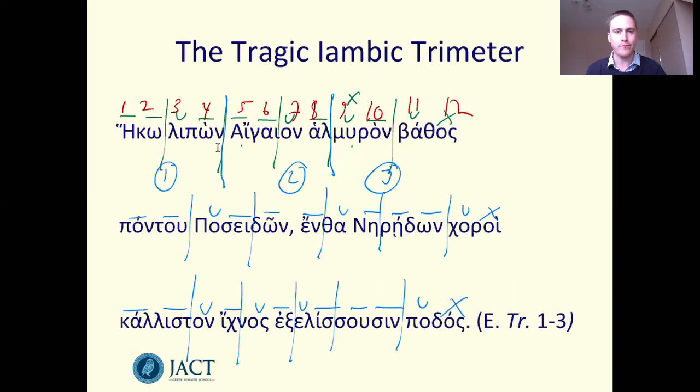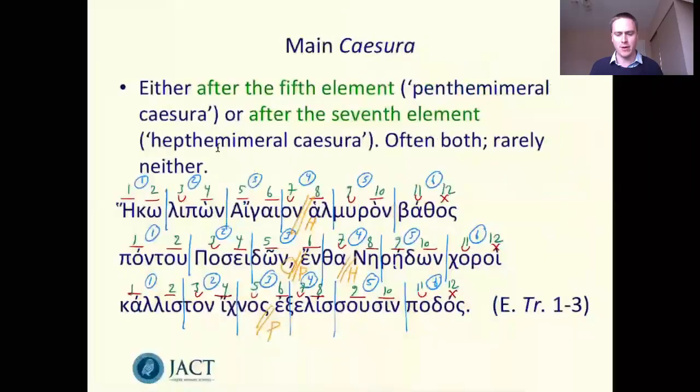Now, we saw in Homer how a line of dactylic hexameter is made up of two parts, a slightly shorter part and then a slightly longer part, separated by a main caesura. This is exactly what happens in iambic trimeter. The main caesura comes usually after the 5th element or after the 7th element. And we don't talk anymore about strong and weak caesuras, that's only for the dactylic hexameter. Instead, we talk about pentemimeral and heptemimeral caesuras. That's a bit of a mouthful.